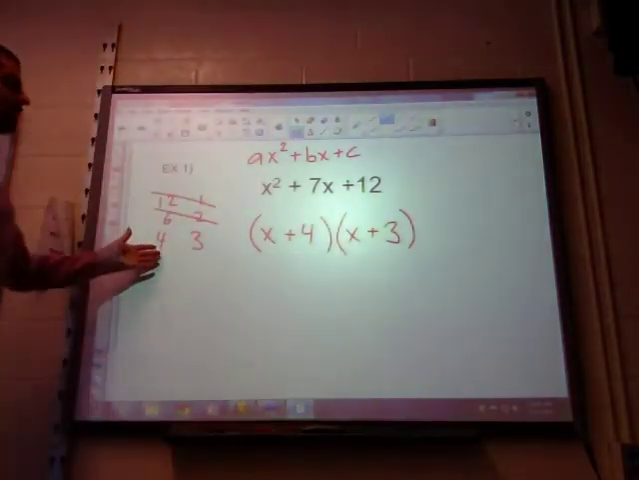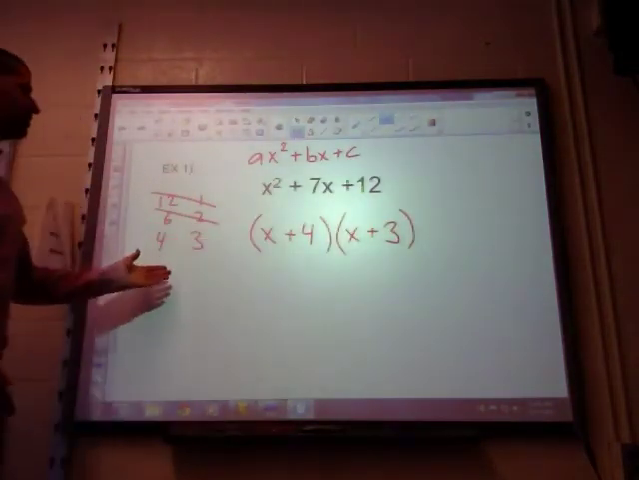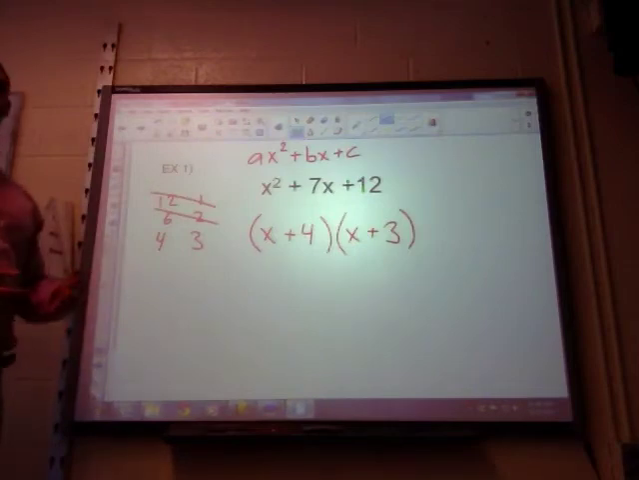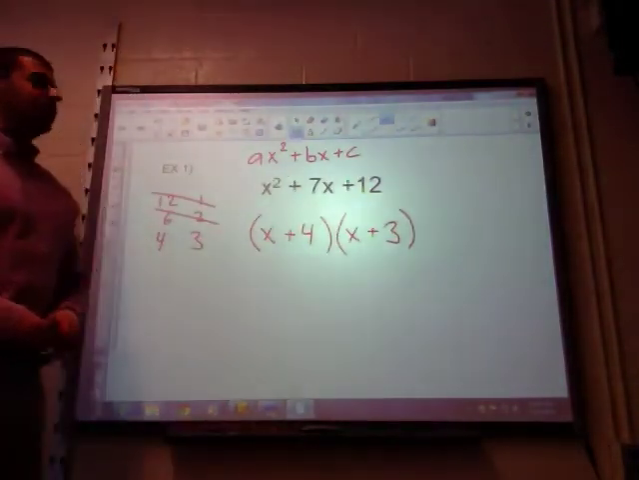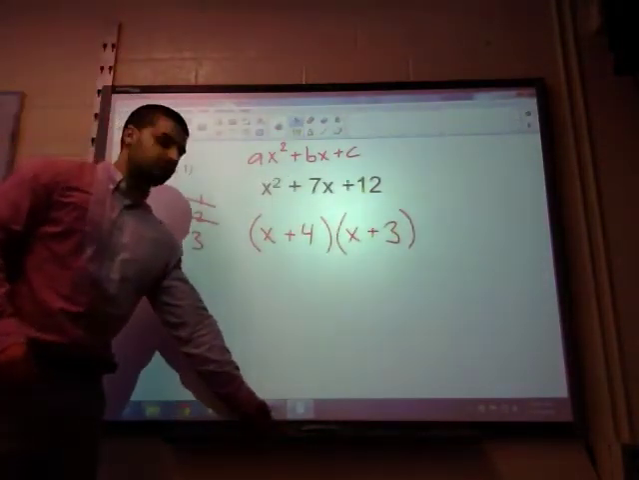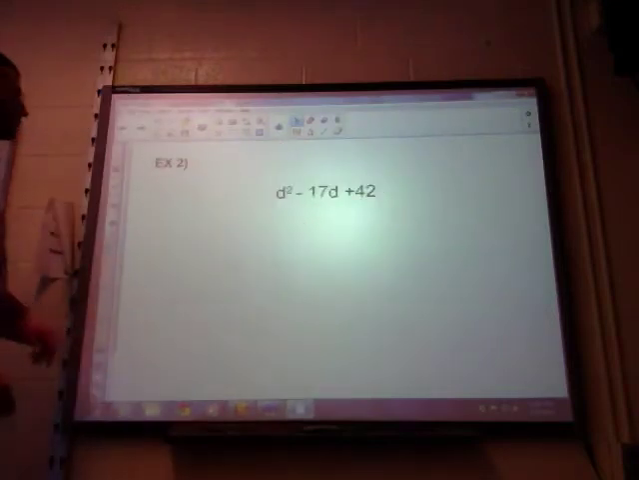Now if one of these factors were negative, that would be minus, but since they're both positive, it's plus. You can check your work on this and make sure that you've guessed and checked correctly by multiplying the two binomials to make sure you come back with the trinomial you originally had. So let's try another one.